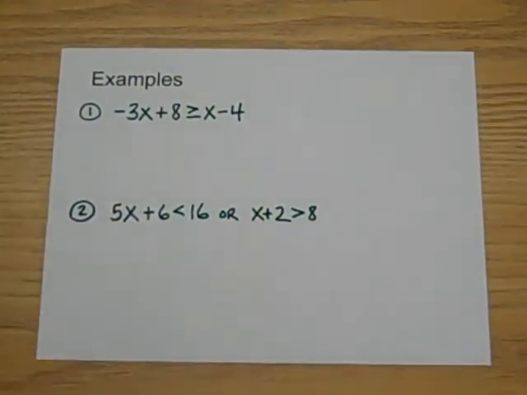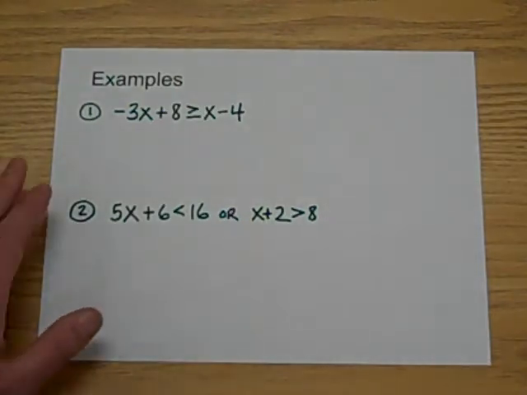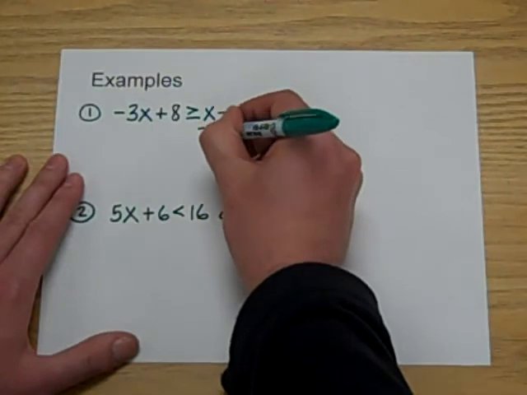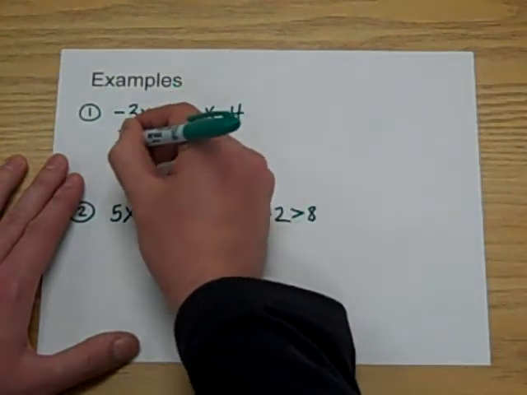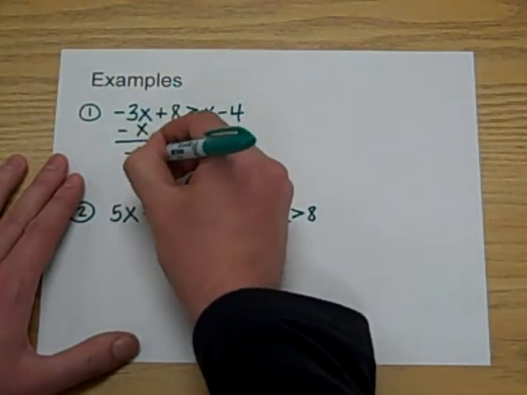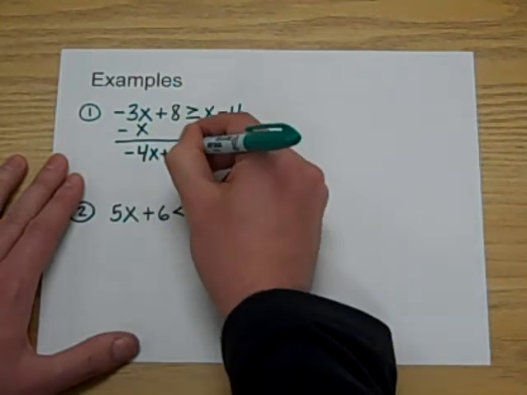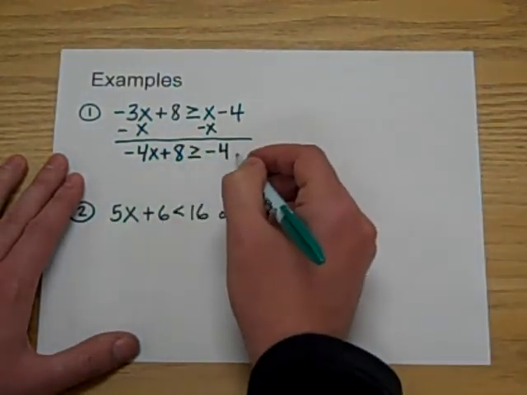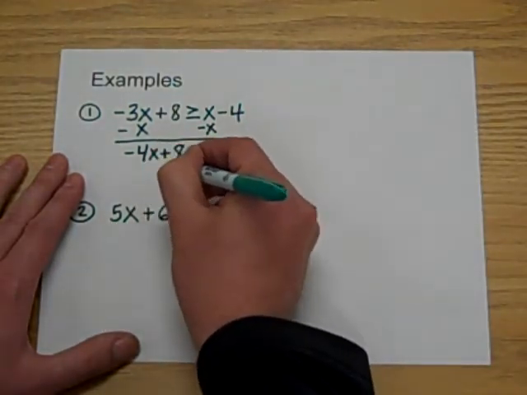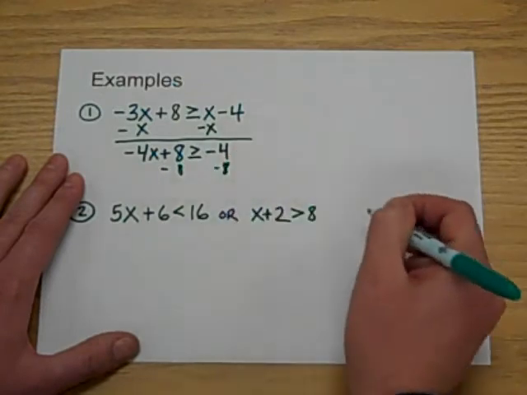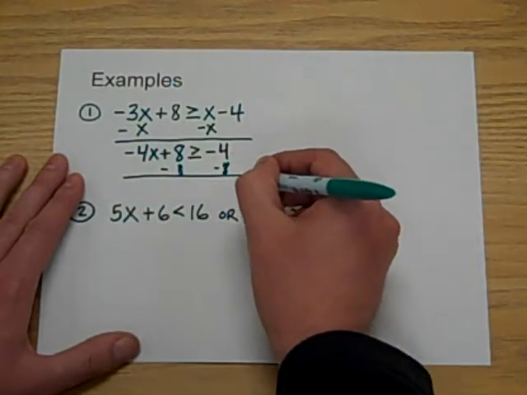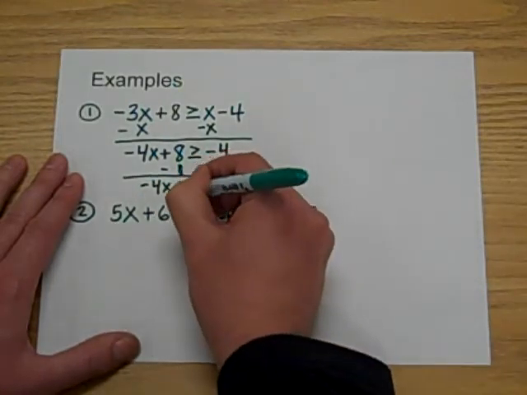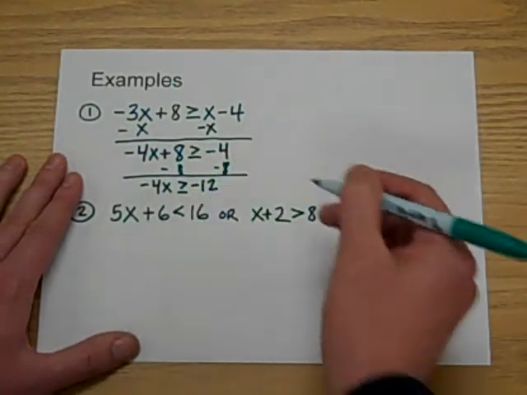Let's start with number 1. Now this is an easy one. You've done this kind before. First of all, I'm going to subtract x from both sides. I'm going to solve and graph this. So I get -4x plus 8 is greater than or equal to -4. Now I'm going to subtract 8 from both sides. Okay. So I get -4x is greater than or equal to -12.